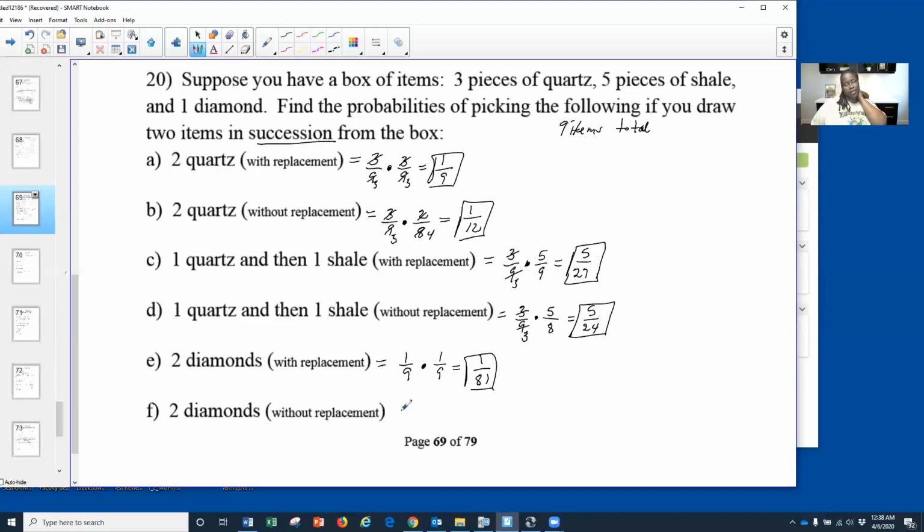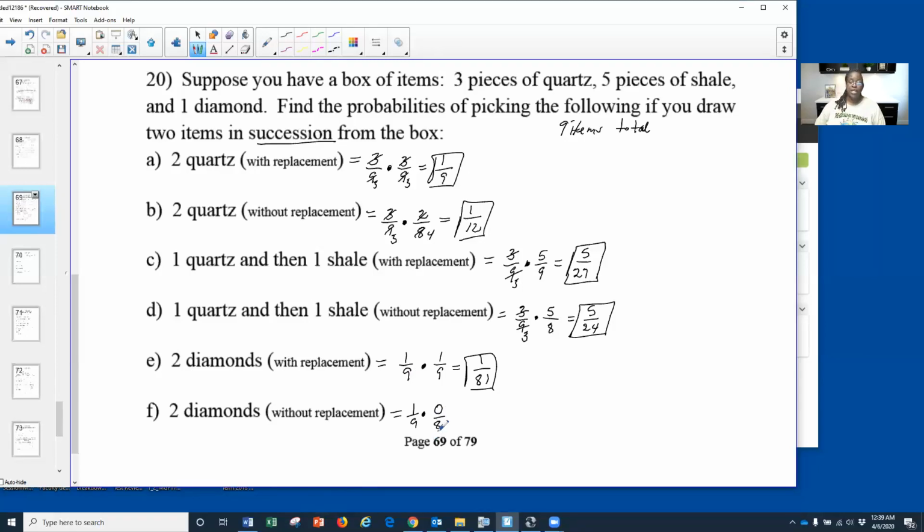But now watch this. What happens when they say without replacement? So the probability of us pulling a diamond the first time is still 1 out of 9. But we're not going to put it back in the box. But we only got 1 diamond. So if we don't put it back in the box, can we pull a second diamond? No. So the probability of us pulling a second one will be 0 out of 8.